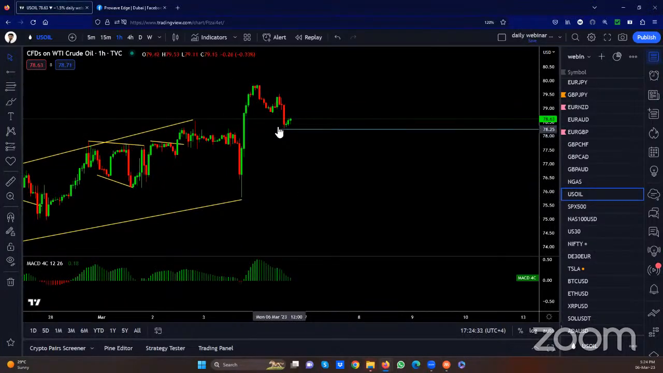Keep it under the low. Keep a stop above the top. You can put a stop here, but better to keep it above the top. So this would be like a sell setup. I'll put an aggressive sell setup, and we'll go with that. Let me see if I missed anything. Oil, we got this.